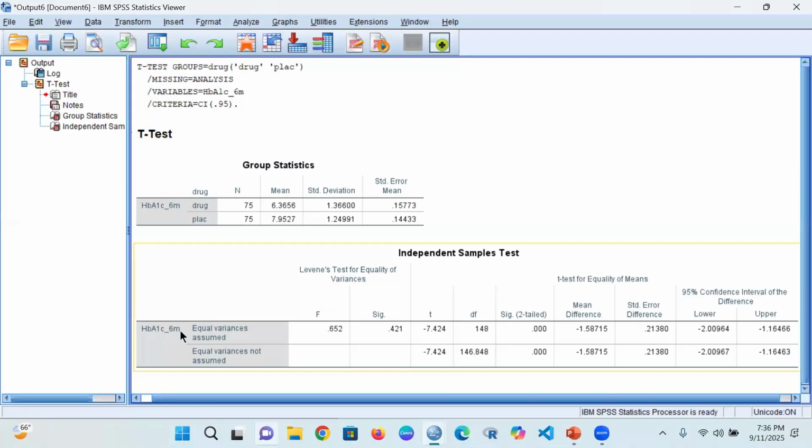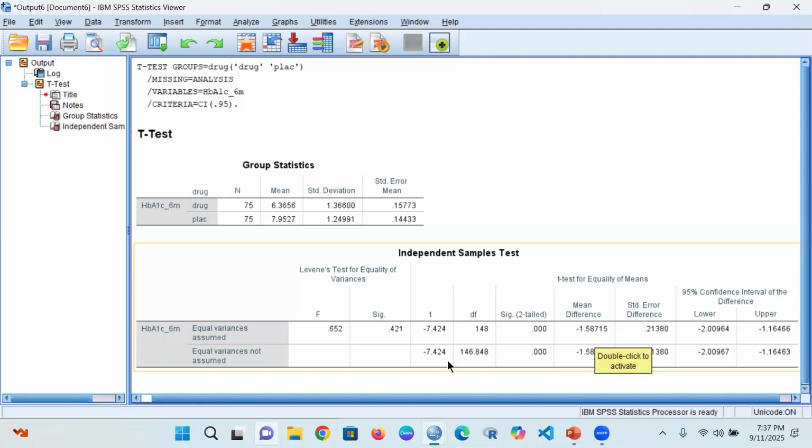So here you have the HbA1c at 6 months. That is equal variances assumed, equal variances not assumed. So we will talk about Levene's test for equality of variances. You have the degrees of freedom, which is 148, that is 150 minus 2, that is n minus 2. You have the mean difference, the standard deviation, also the 95% confidence interval, so we have the lower bound and upper bound.